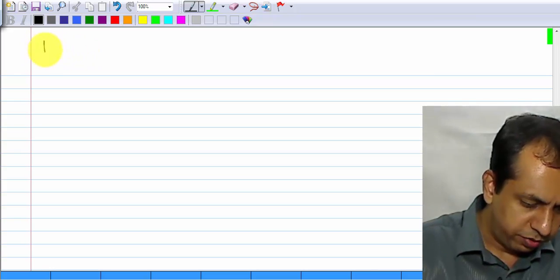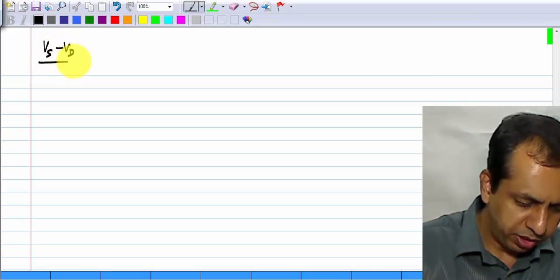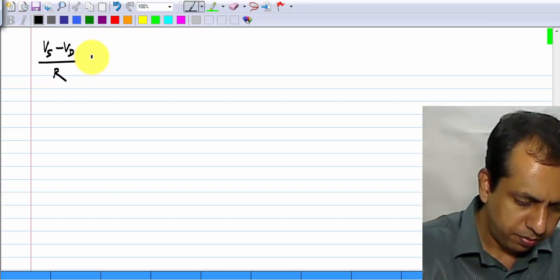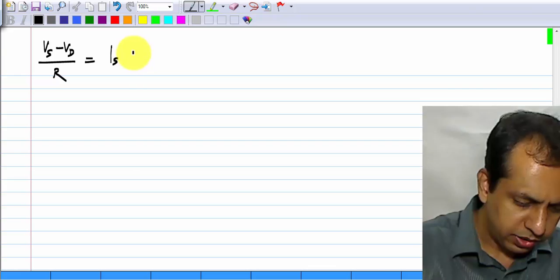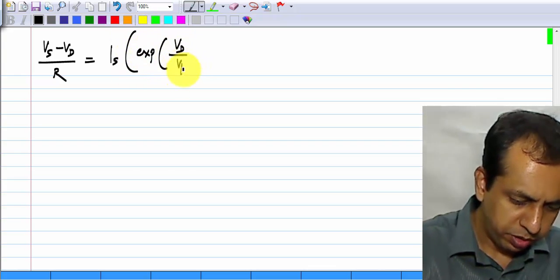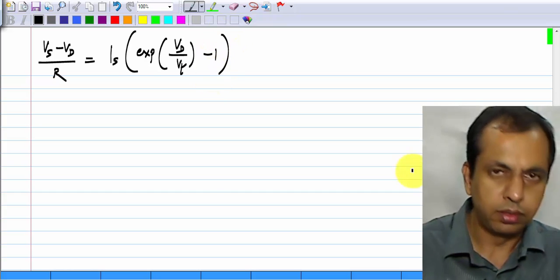So, the equation to be solved is Vs minus Vd by R, which is equal to Is exponential Vd by Vt minus 1.